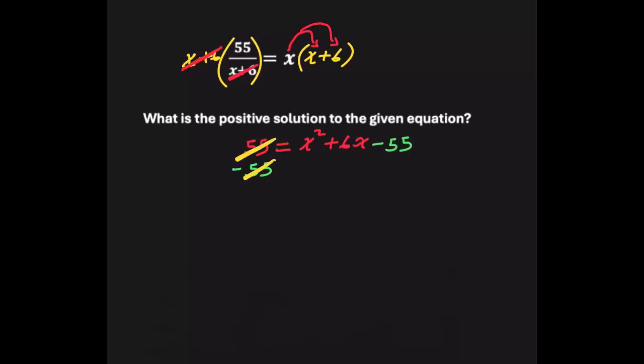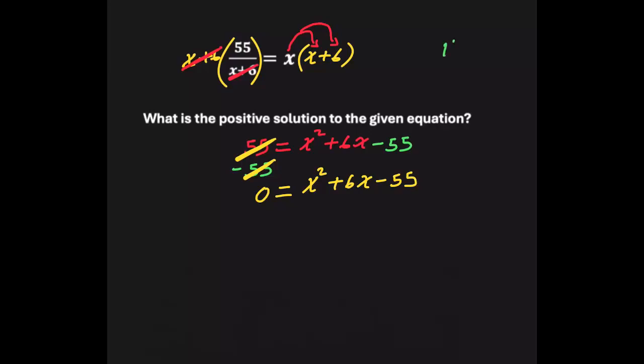This and this cancel out. And we're going to have 0 on the left-hand side. On the right side, we're going to have x squared plus 6x minus 55. We need two numbers, which give you negative 55 when you multiply and positive 6 when you add or subtract.